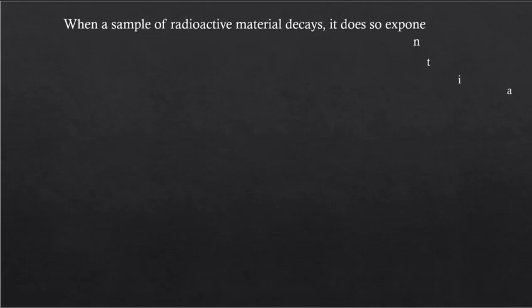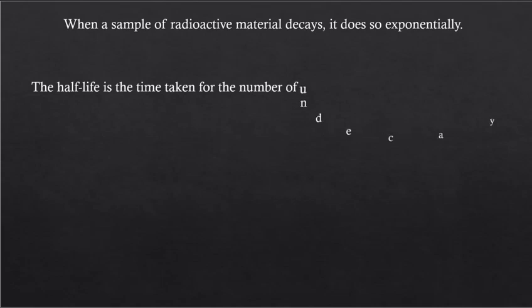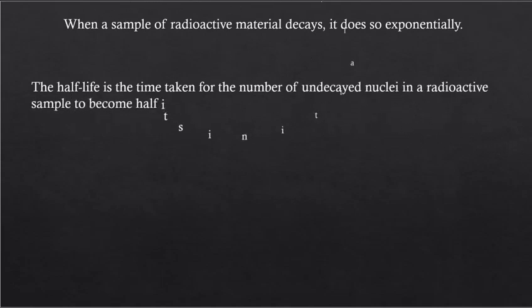When a sample of radioactive material decays, it does so exponentially. Therefore, we have the term called half-life that we can associate with a radioactive sample. So the half-life is the time taken for the number of undecayed nuclei in a radioactive sample to become half its initial value. So pay attention to the word undecayed.